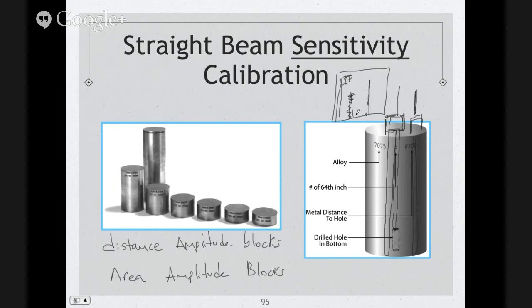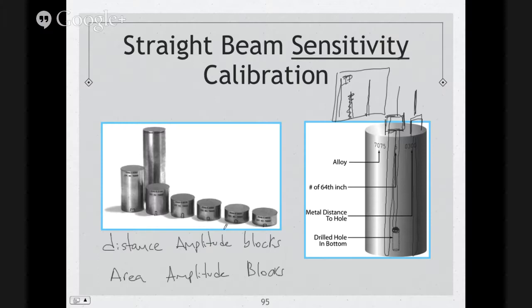So with distance amplitude blocks, my flat bottom hole is going to be always the same. The area of my flat bottom hole, my reflector, is going to be the same. What's going to change is the distance from my top surface, my entry surface, to that reflector. So here on the left in the drawing, you could see this is a distance amplitude block. All of them have a little hole drilled, and that flat bottom hole is going to be the same size and the same diameter in all of them. What's changing is the distance from the top surface to your reflector. And the reason why you want to have these blocks is because you want to take into account attenuation. Okay?